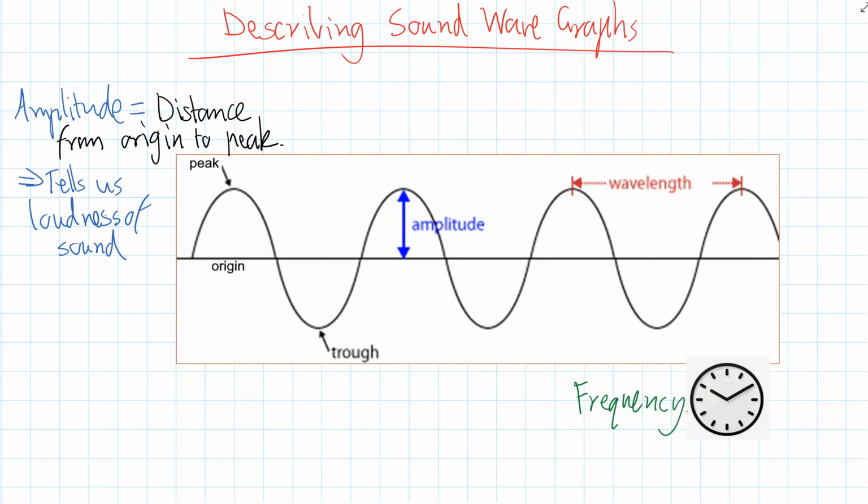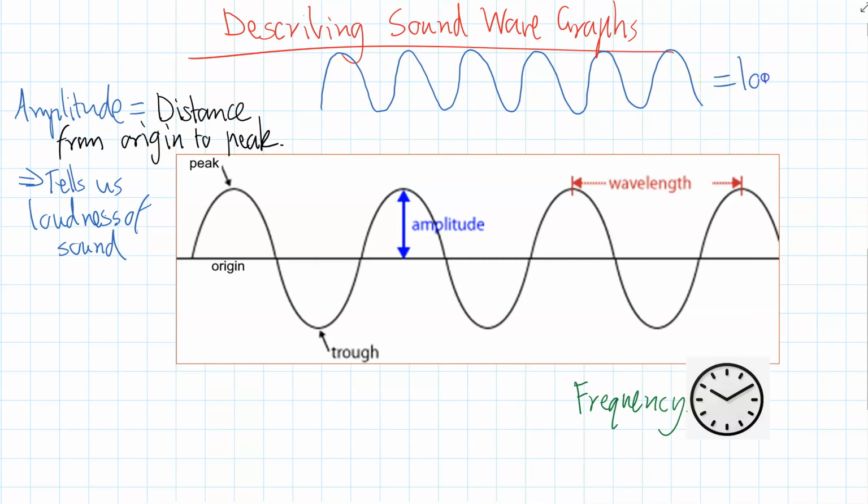So if you see a sound wave graph that has an amplitude that's up and down and going really high up and down, that's going to be a loud sound. But if you have a graph that's not going up and down very much, in other words, it doesn't have a high amplitude, that's going to be a quiet or a soft sound.